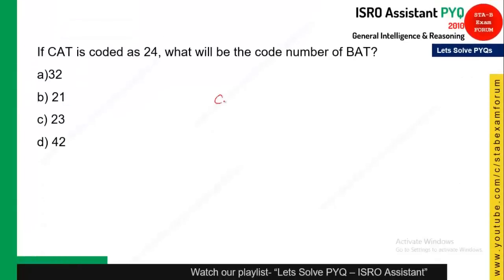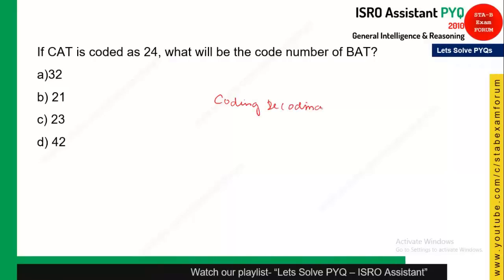Let's see the next question. It is from the category called coding decoding. A very simple one. Whenever you see some numbers with respect to some word, remember it can be positional dependency. As you know, there is a rule called EJOT. E stands for 5th position, J 10, O 15, T 20 and Y 25.